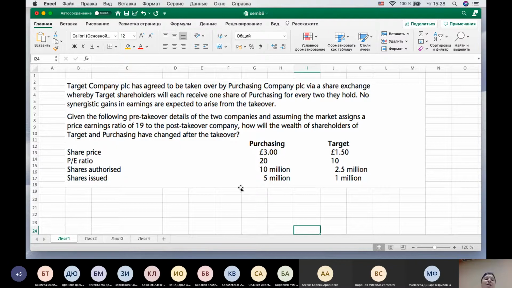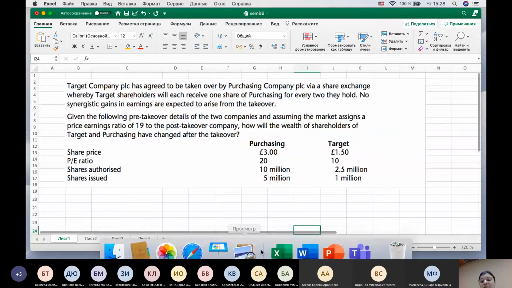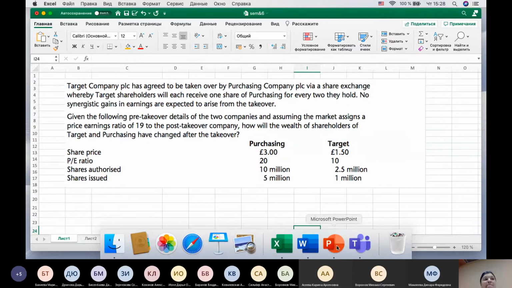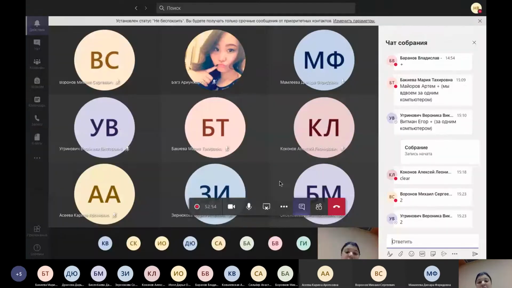We have the information about our share price, our PE ratio, shares authorized and shares issued. Good. We have to determine the changes in wealth of our shareholders after the takeover.